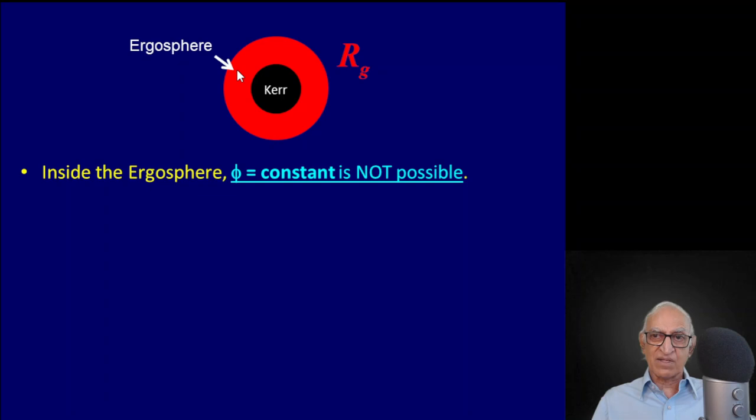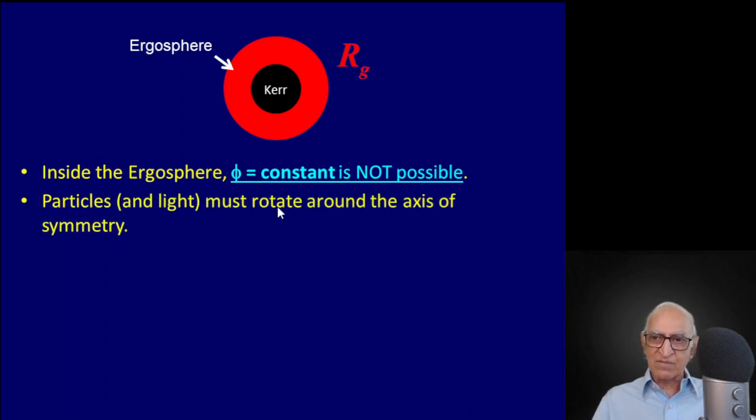So the moment a particle or a photon enters there, it will be dragged around the black hole, even if it was not initially having any angular momentum. It will be dragged around the black hole because space-time itself is being dragged around the black hole. The metric has a term which is dt d phi, that is the dragging of inertial frames. All inertial frames will be dragged by the rotating black hole.